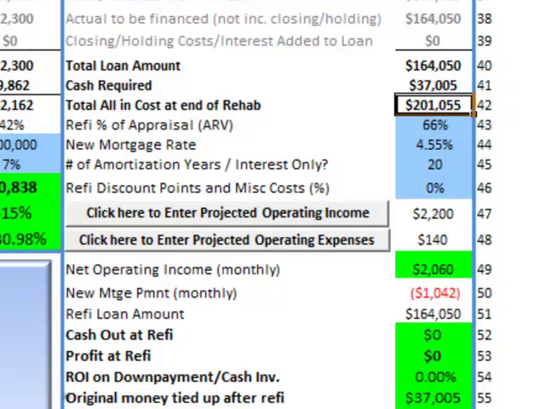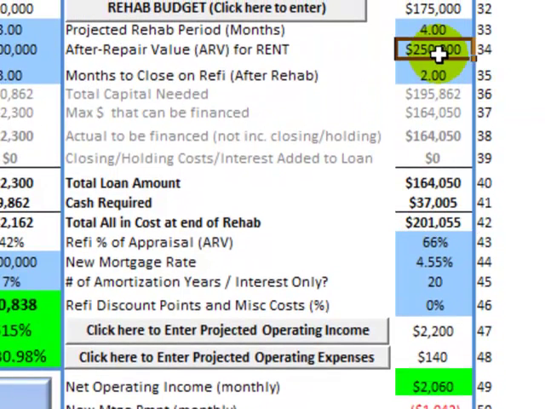My total all-in cost at the end of rehab, I'm projecting to be $201,000. $201,000 versus the after repair value means I'm going to have very roughly 20% equity position in this deal. My total cost is $201. Property is worth $250. I've got roughly $50,000 in equity once I'm done with this project.